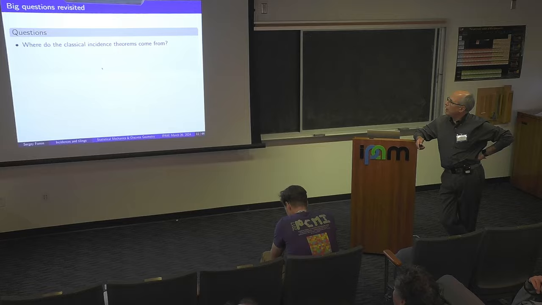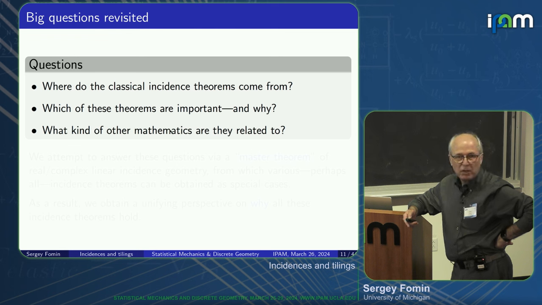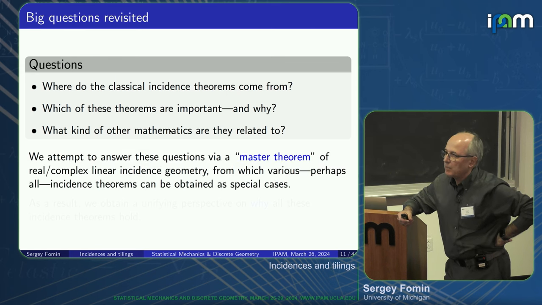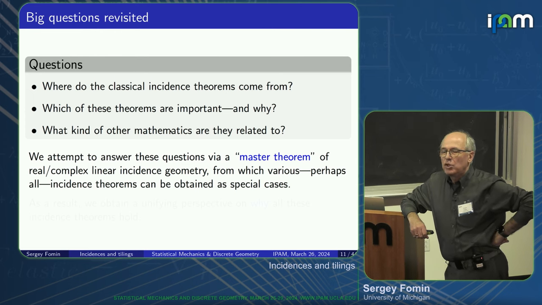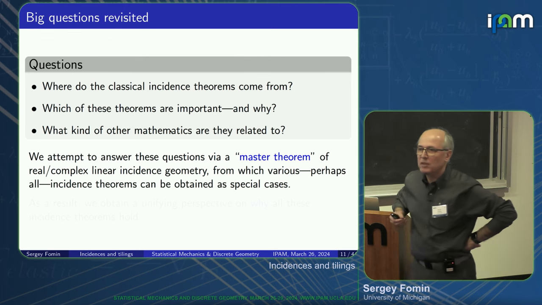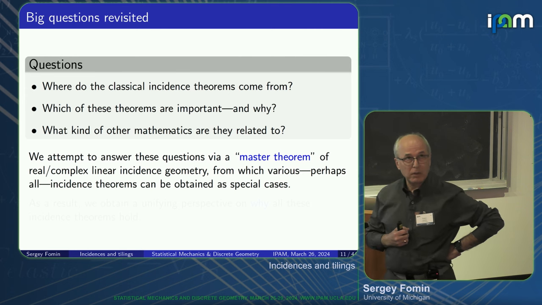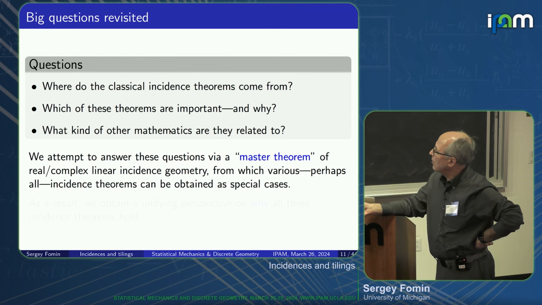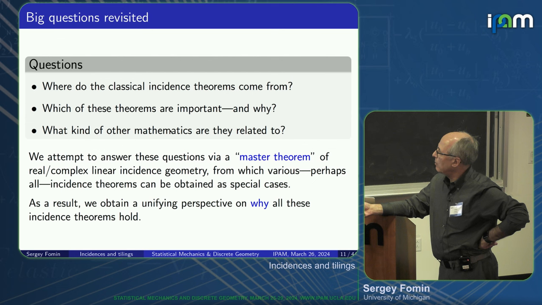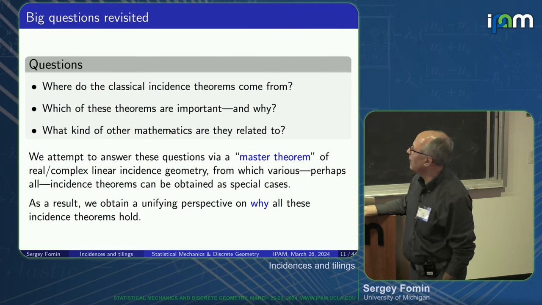So again, these are the main questions. Where do these classical incidence theorems come from? Which of them are important and why? And what kind of other mathematics are they related to? The way we attempt to answer these questions is by suggesting a putative master theorem of linear incidence geometry, which generalizes essentially all the known theorems. We went through textbooks from the 19th century and early 20th century and looked at every theorem that bore someone's name, and lo and behold, each of them ended up being a special case of our master theorem. As a result, we will obtain a unifying perspective on why these theorems hold, philosophically speaking. This is a tall order, of course, so I'm going to hopefully not disappoint you after this teaser.